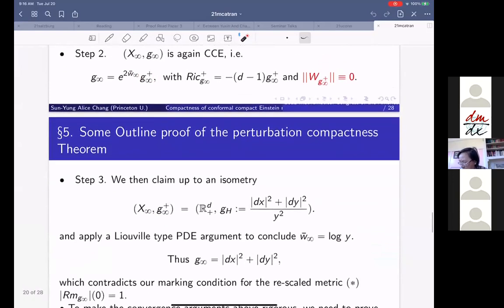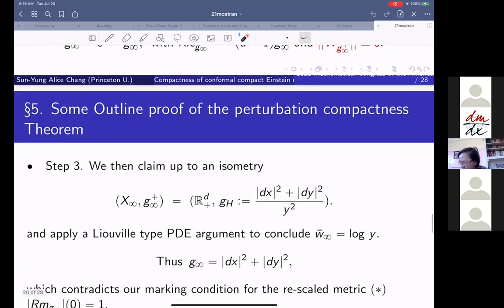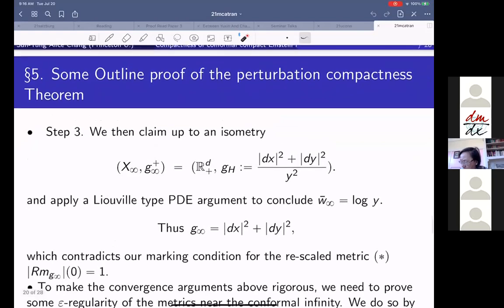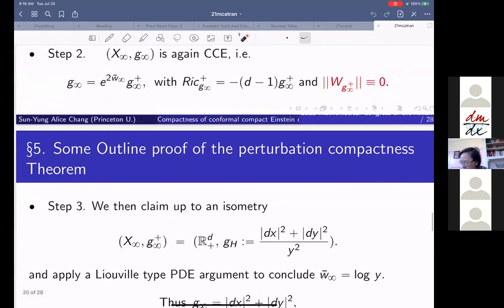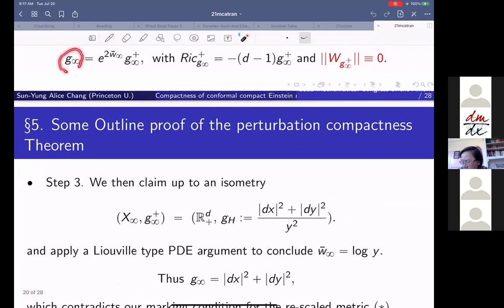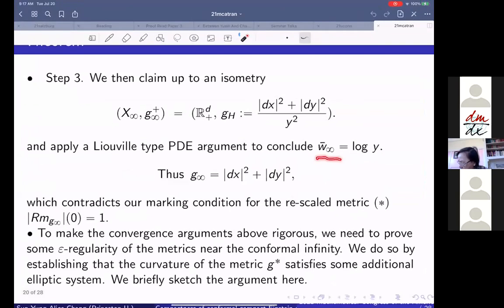The model metric is the upper half space with the hyperbolic metric. This requires an argument, but we can show that you are reaching a situation of hyperbolic metric. And once we have the hyperbolic metric and something is conformal to the hyperbolic metric, we use the Liouville type PDE to further pin down what G infinity is. Once you know G infinity plus is the hyperbolic metric, you come back to control the conformal factor to say it's log y by some kind of uniqueness.